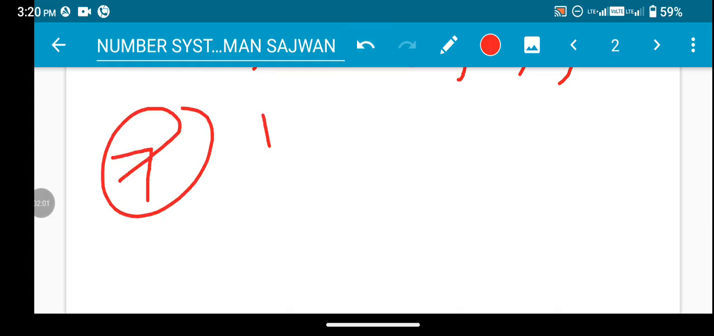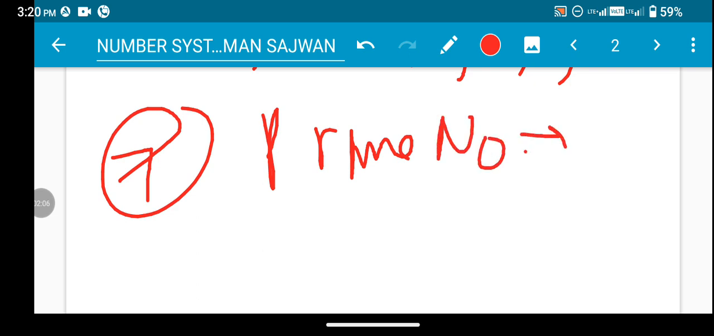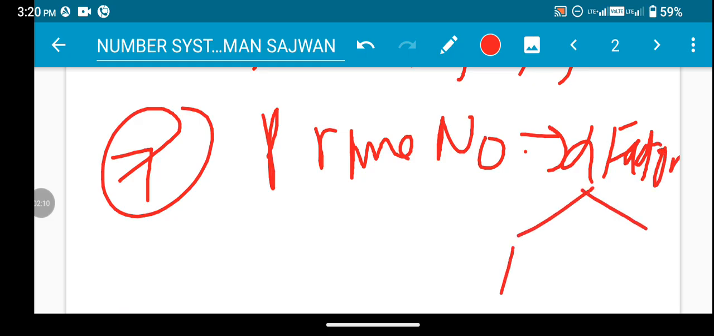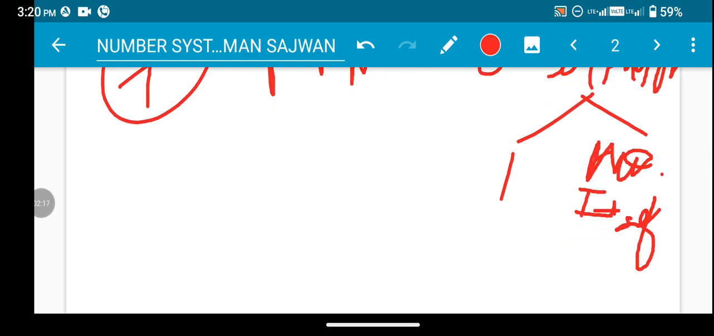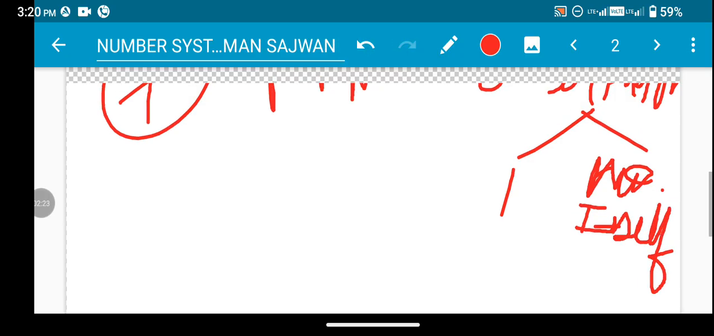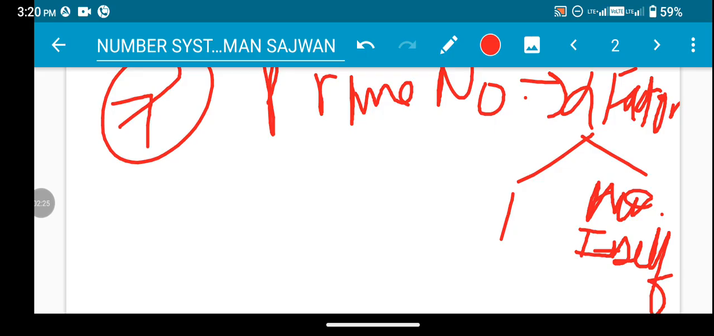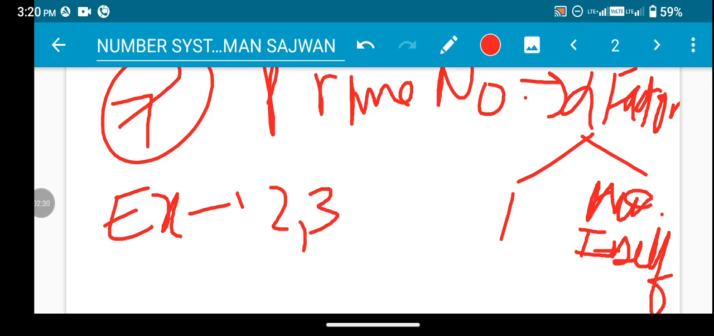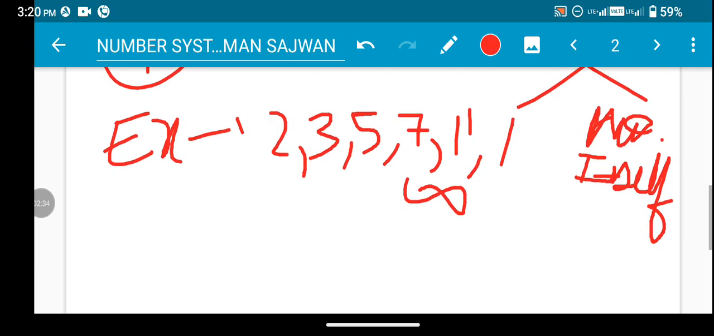Seventh, prime numbers. Prime numbers have two factors: 1 and the number itself. Prime number examples: 2, 3, 5, 7, 11, and infinite.